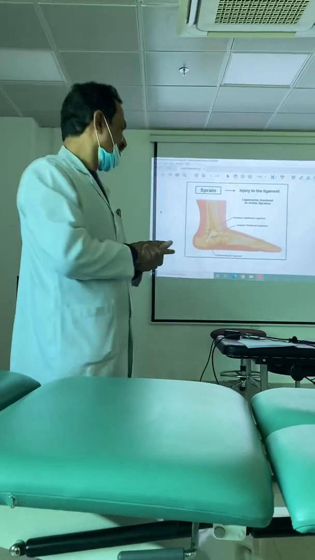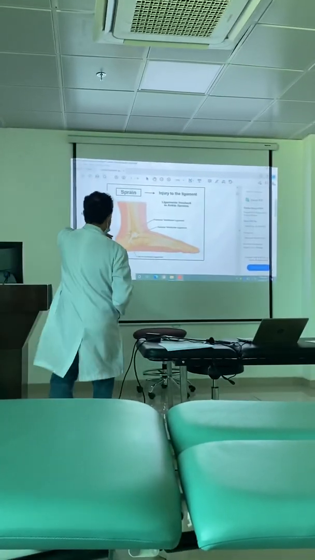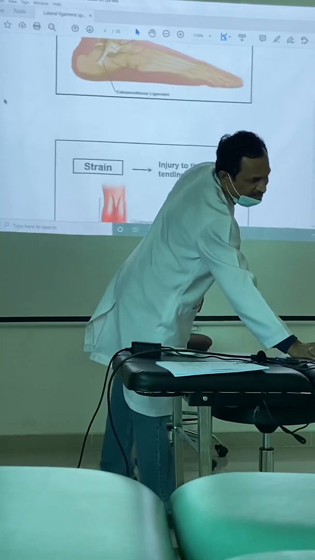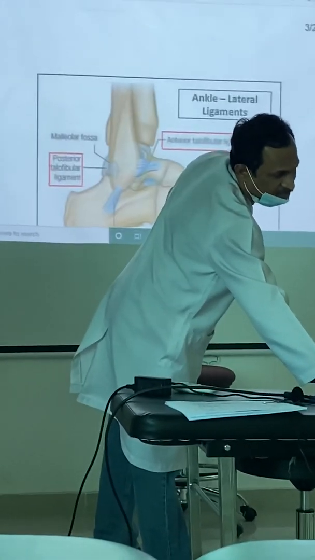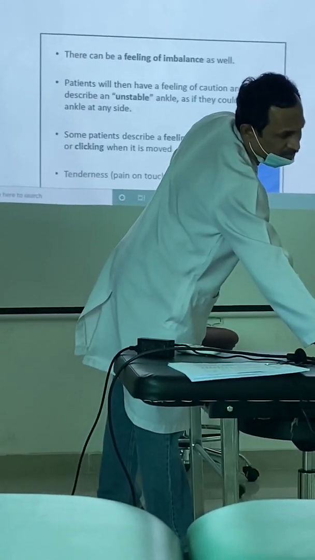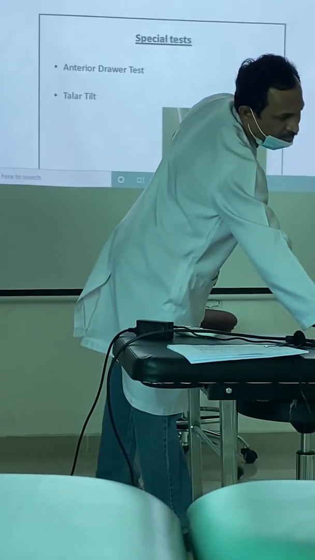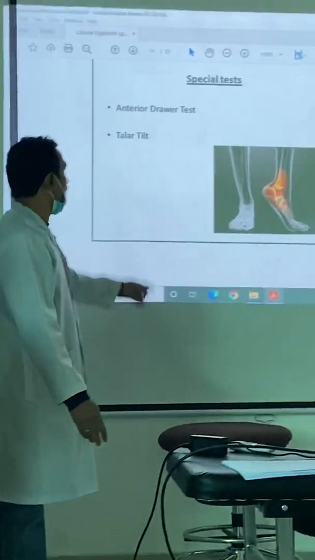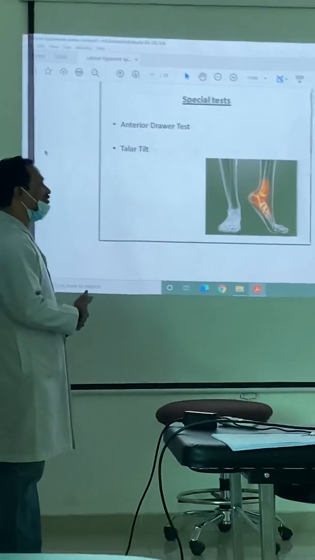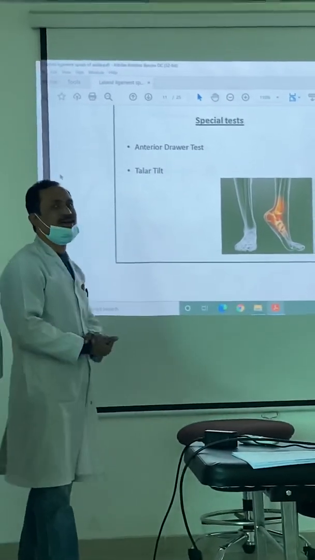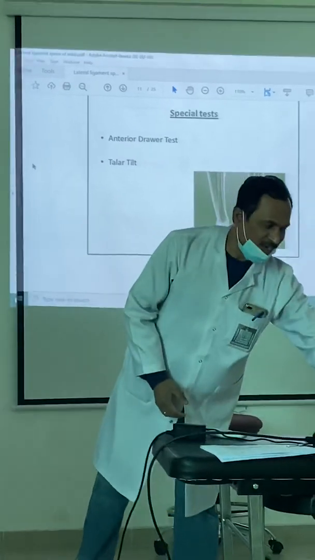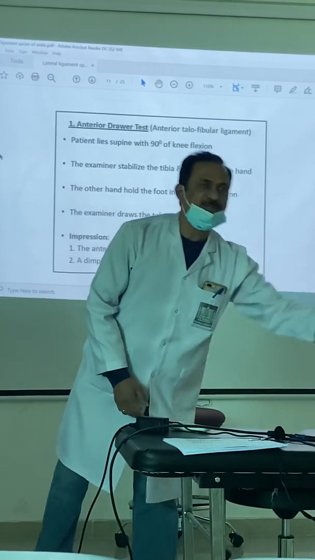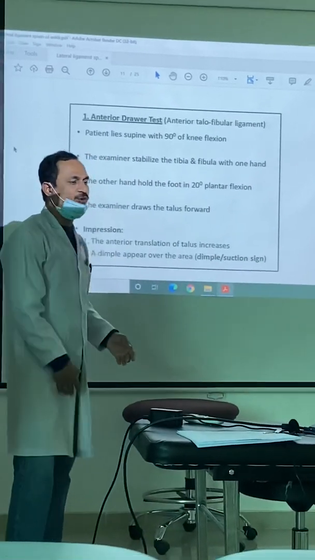Understand? Okay. So there are three ligaments, and we are going to see them. So directly we will see the special tests. Yes, there are two special tests. One special test is called the anterior drawer test. The second one is the talar tilt test. In your blackboard, the description of these tests is given already, but anyway, I will show you how to do it.